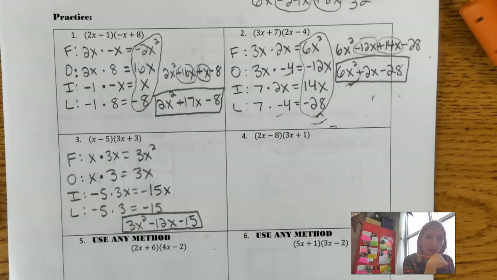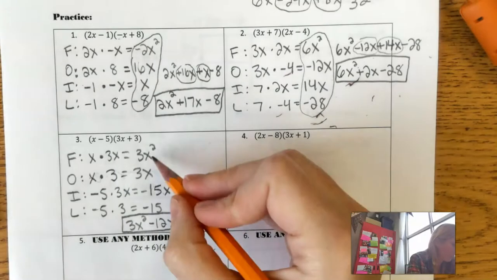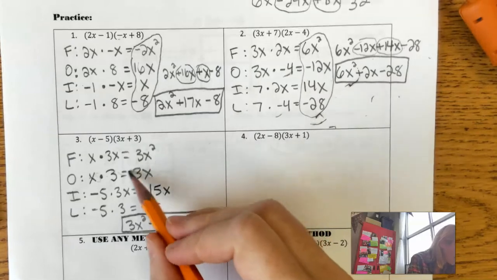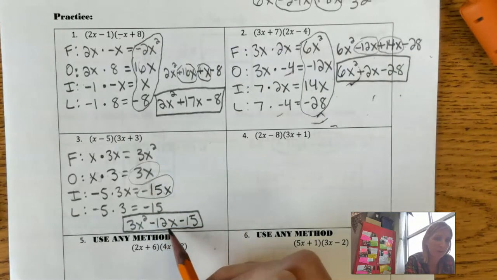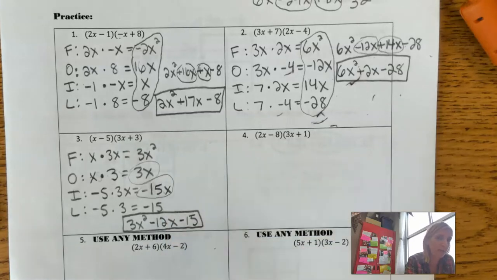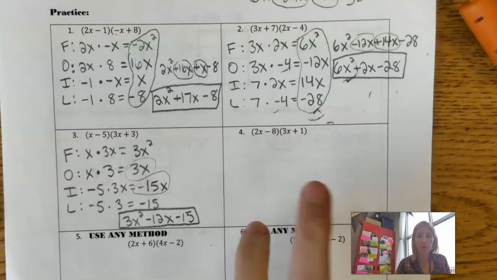Alright, here's what I got for my final answer. I have my 3x squared, and then I combined my 3x and my negative 15x to give me a negative 12x for my middle term, and then my constant is negative 15. Go ahead and pause the video and try number 4 on your own.